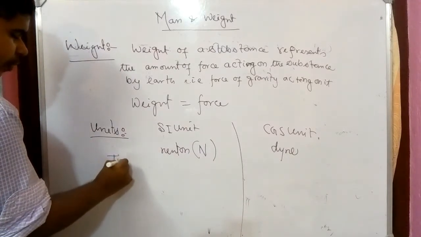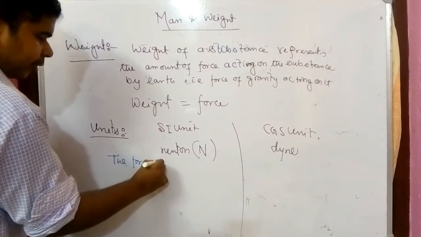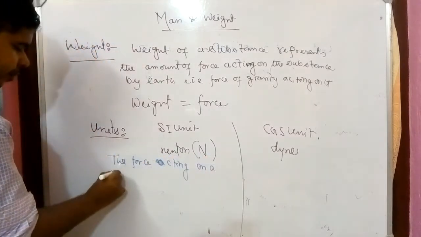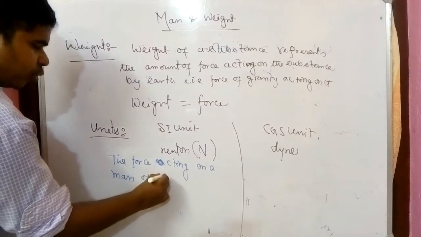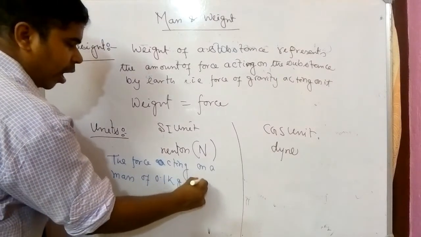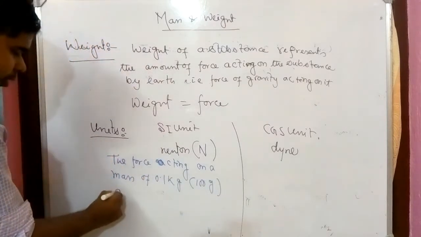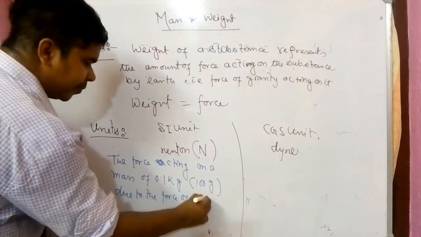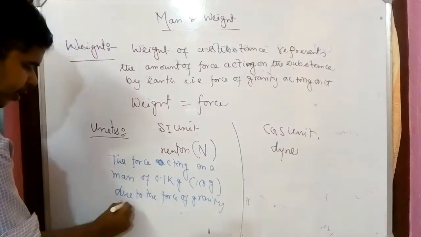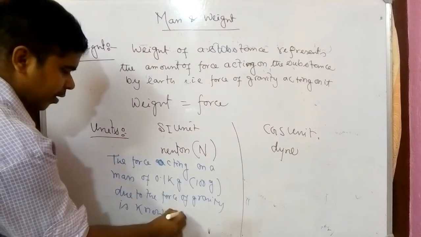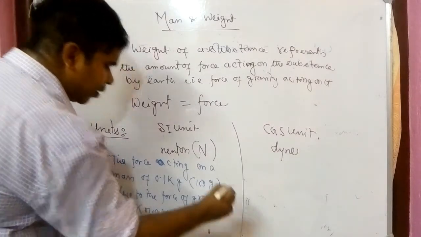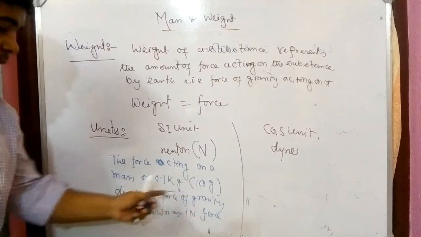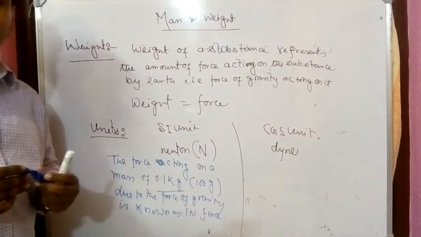The definition will be: the force acting on a mass of 0.1 kg or 100 gram due to the force of gravity is known as 1 Newton force. So the force acting on a mass of 0.1 kg or 100 gram due to the force of gravity, that is known as 1 Newton force.